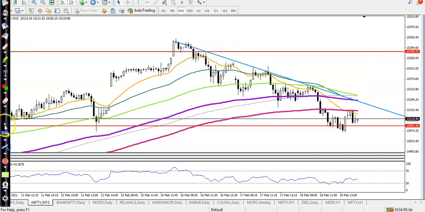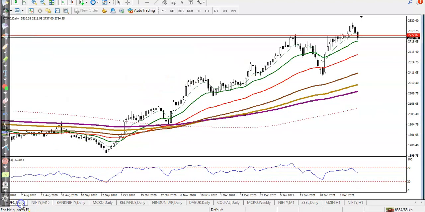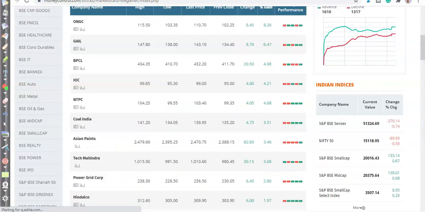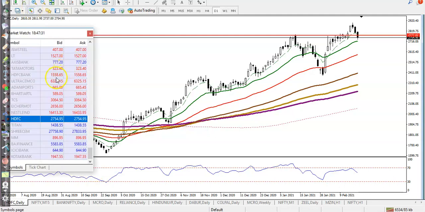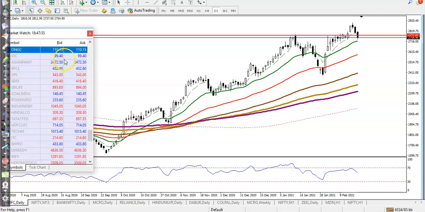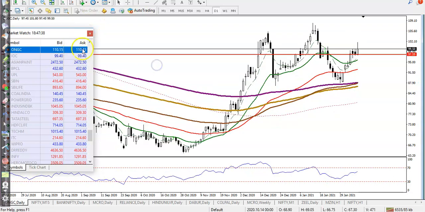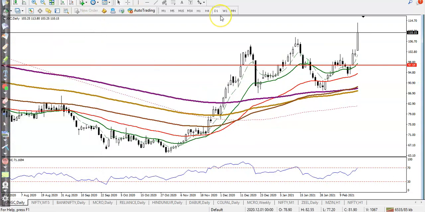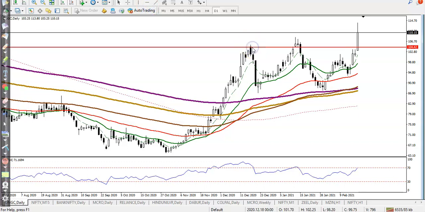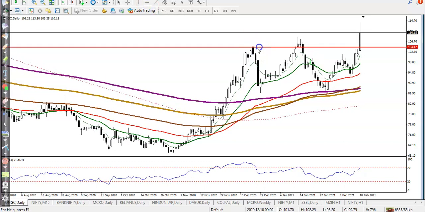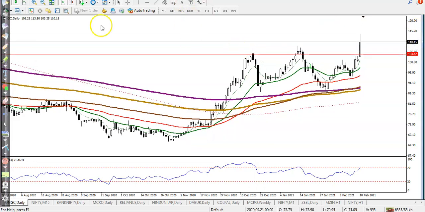Now let's see some top gainer stocks today. First here you can see this one, ONGC. Let's jump to ONGC. Okay, this one, ONGC. Now let's see the daily time frame. In the daily time frame, ONGC just broke this resistance line. Have you seen this resistance line? Price broke this resistance line somewhere there, and price is too far from the moving average.